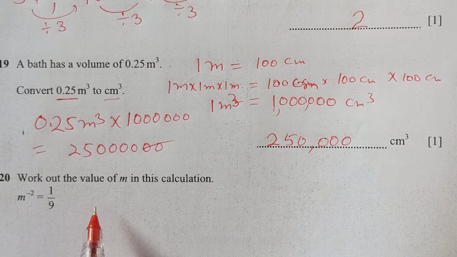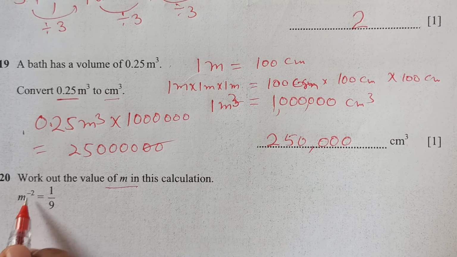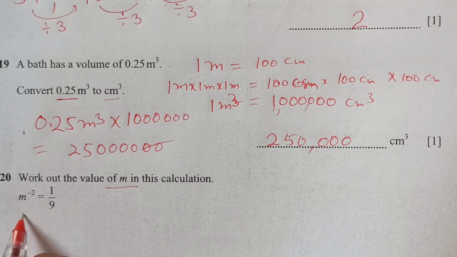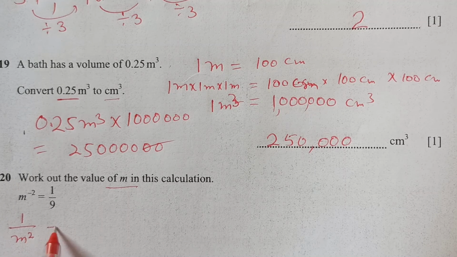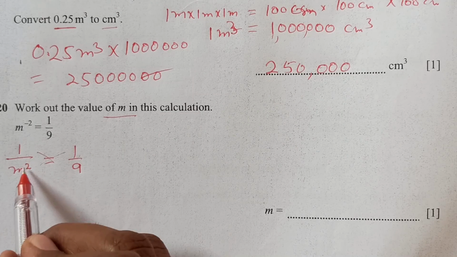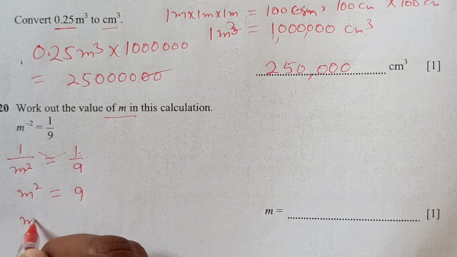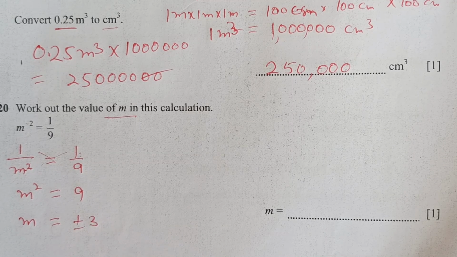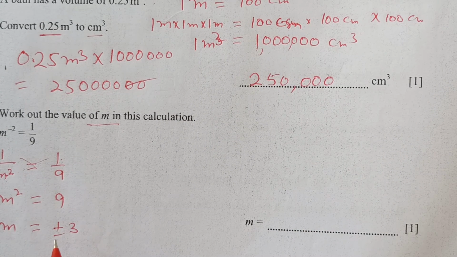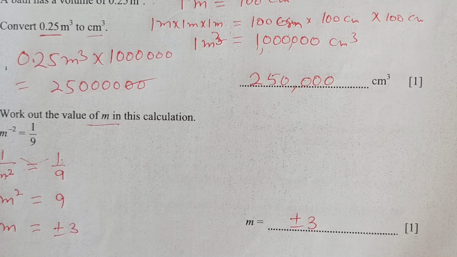Now work out the value of m in this calculation. So we have m to the power minus 2. So this m to the power minus 2 can be written as 1 over m squared equals 1 over 9. Now you cross multiply. So m squared times 1 is m squared equals 9. So m is equal to plus or minus 3. Whenever you do this, because 3 squared is also 9, negative 3 squared is also 9. So m is plus and minus 3.